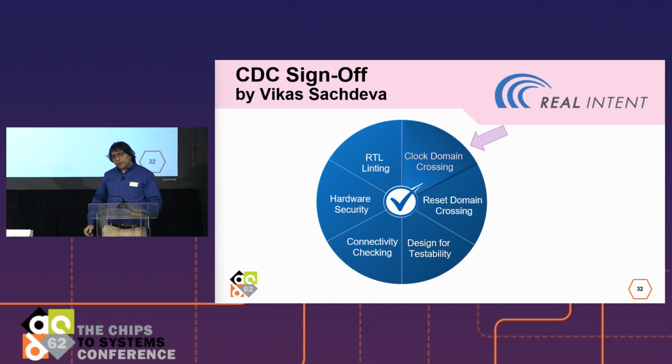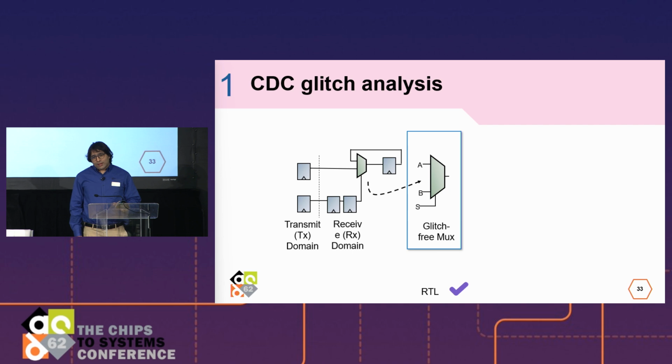CDC sign-off involves identifying issues related to metastability, correlation loss, and glitch propagation on clock domain crossings. I will talk about 2 key elements for advanced CDC sign-off. So the first one is glitch analysis.